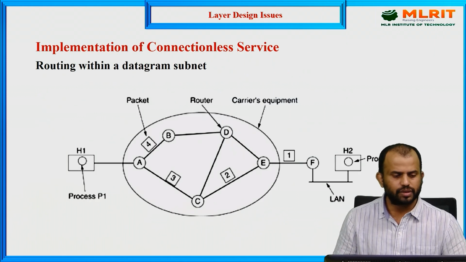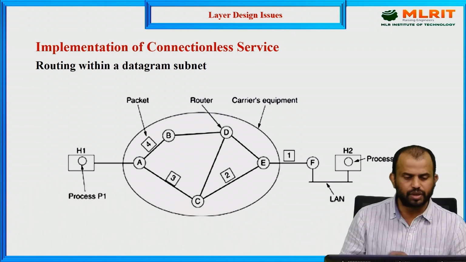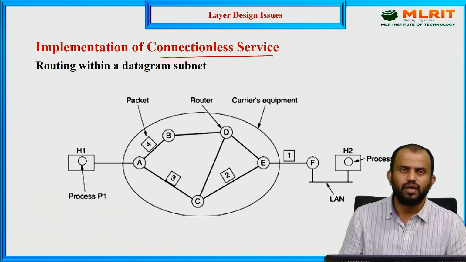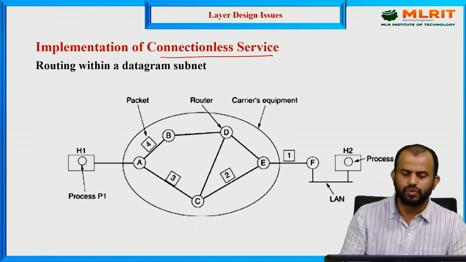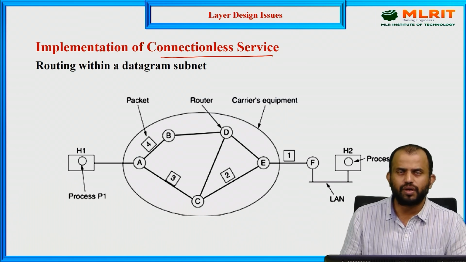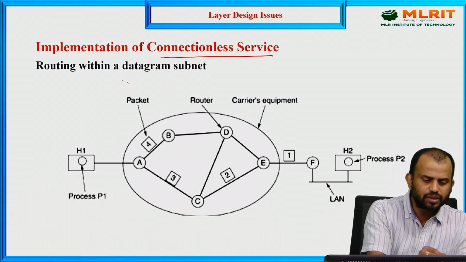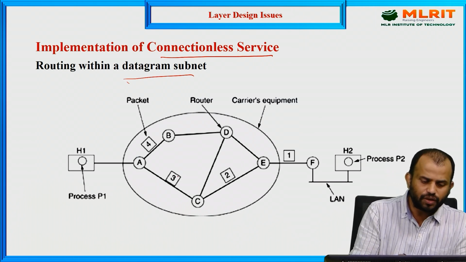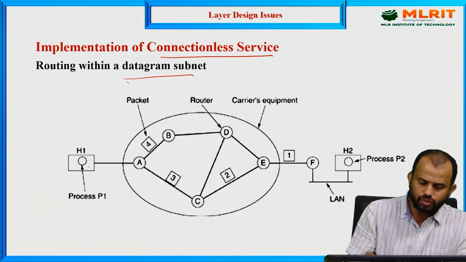And next one is implementation of connectionless services. What is meant by implementation of connectionless services? In the connectionless service, the name itself says it is connectionless, which means we don't require any kind of physical structure for this. When we go for routing datagrams of this subnet, the information is transmitted from source to destination.